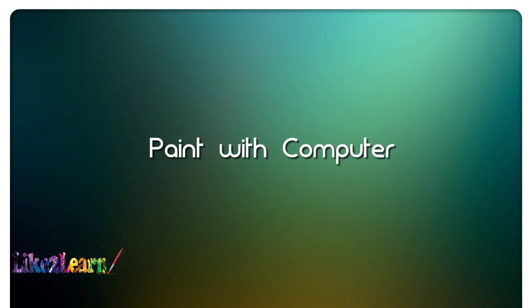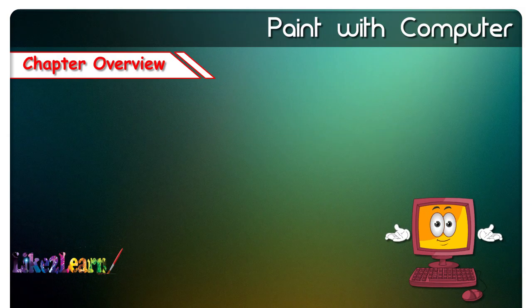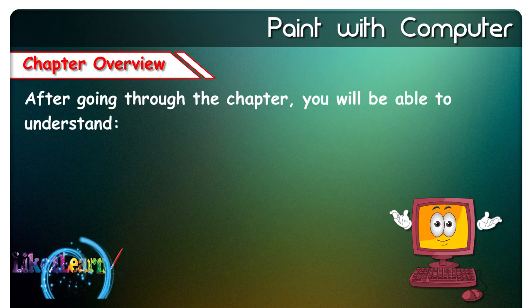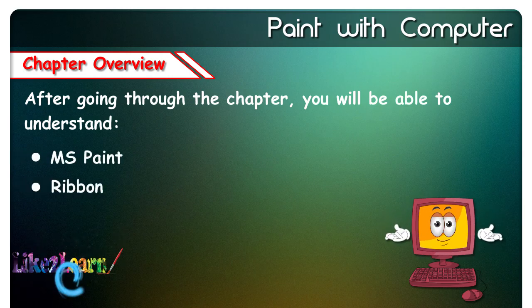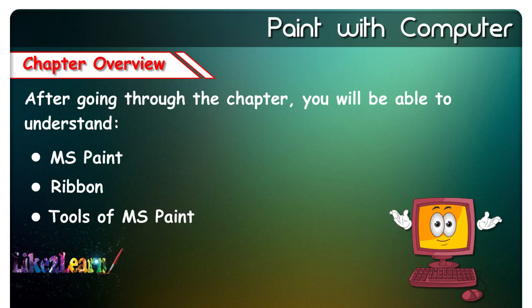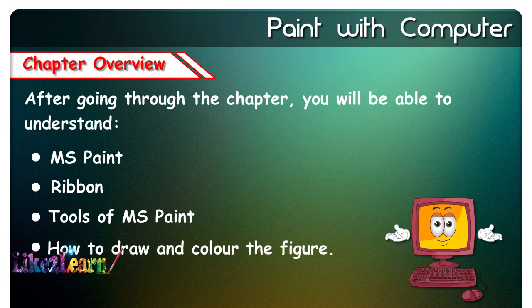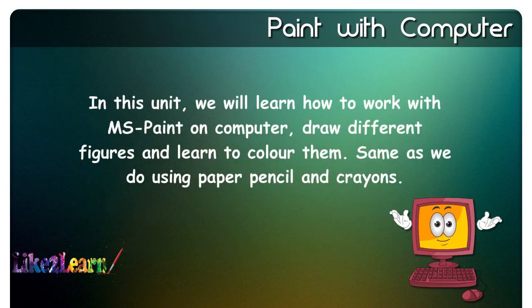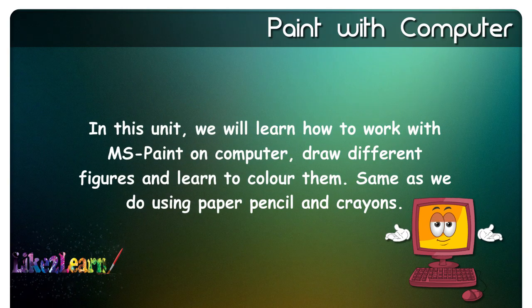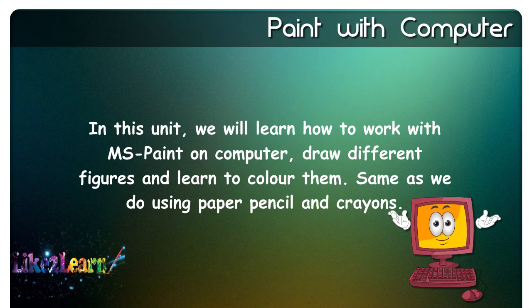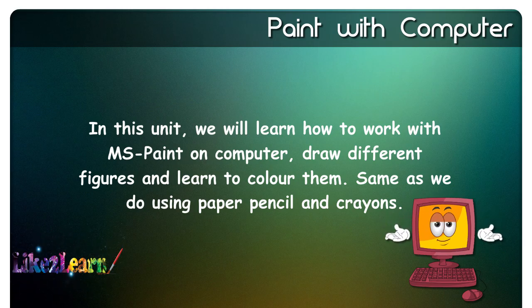Paint with Computer. Chapter Overview. After going through the chapter, you will be able to understand MS Paint, ribbon, tools of MS Paint, how to draw and color the figure. In this unit, we will learn how to work with MS Paint on computer, draw different figures and learn to color them, same as we do using paper, pencil and crayons.